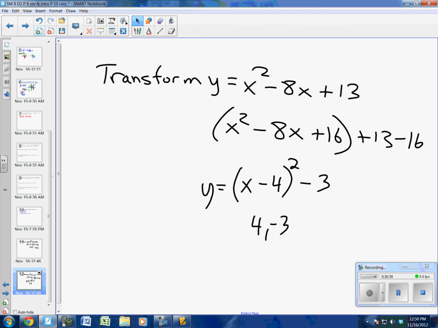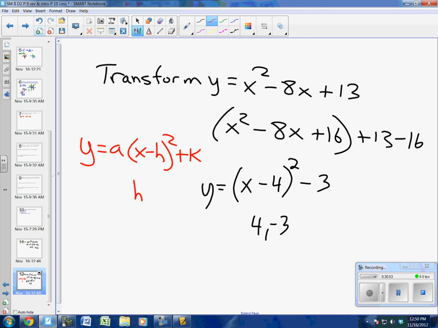Okay, that's all I'm going to say. Vertex form. Remember vertex form? In the form of y equals a times x minus h squared plus k. If you transfer it in that form, h comma k is the vertex. Remember? Okay, quiz time.